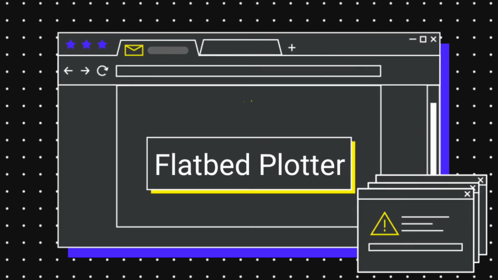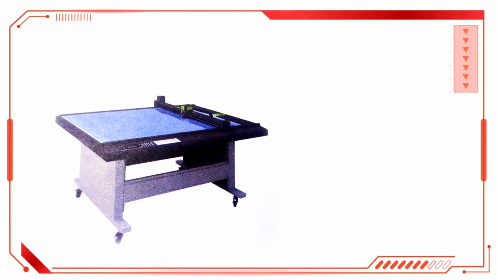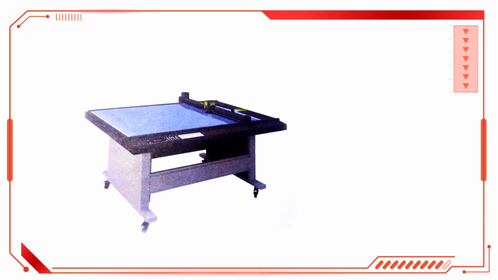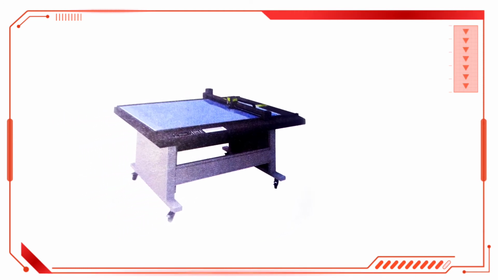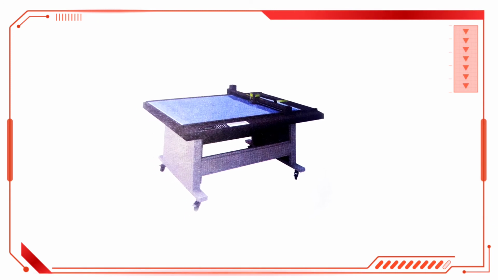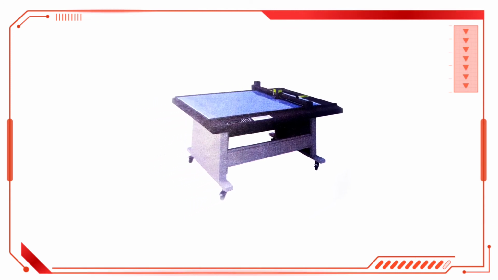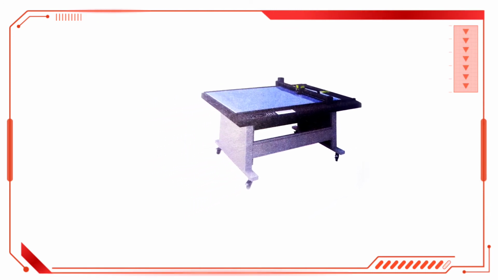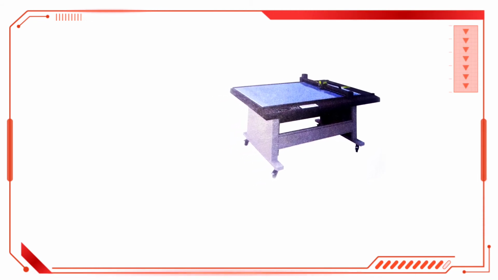Flatbed plotter. This type of plotter is used in designing ships, aircraft and buildings. A flatbed plotter consists of a stationary horizontal plotting surface on which the paper is fixed. A pen mounted on a carriage moves horizontally or vertically to draw lines.